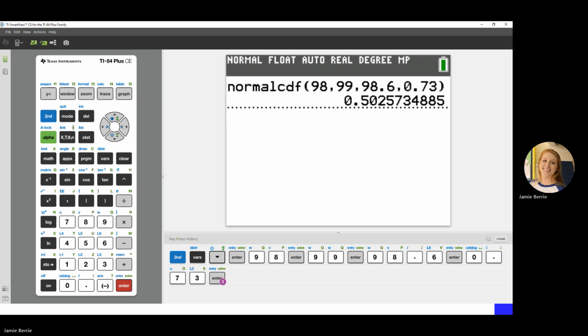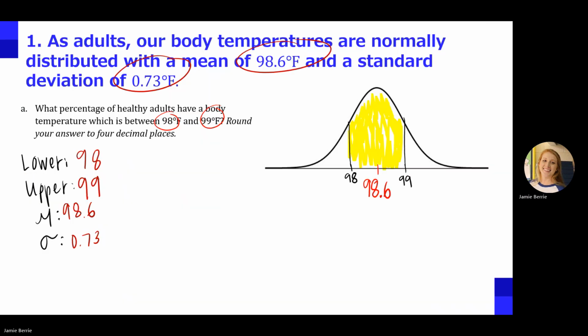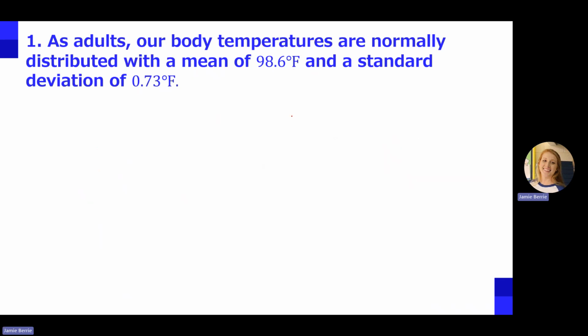0.5026. All right, so we would say, the question was what percentage of healthy adults have body temperatures between 98 and 99? We would say about 50% of adults. All right, let's look at our next question.